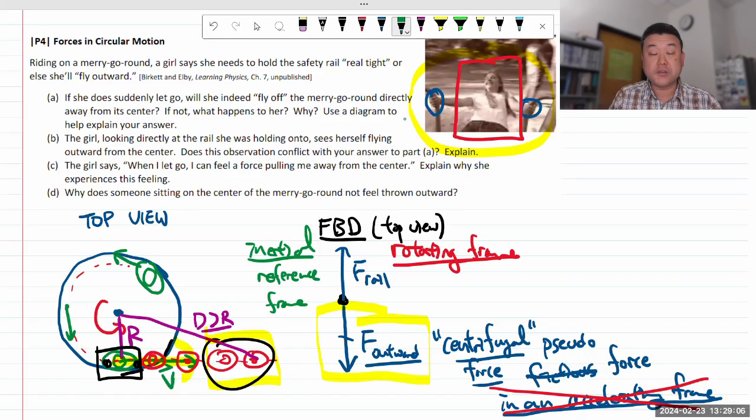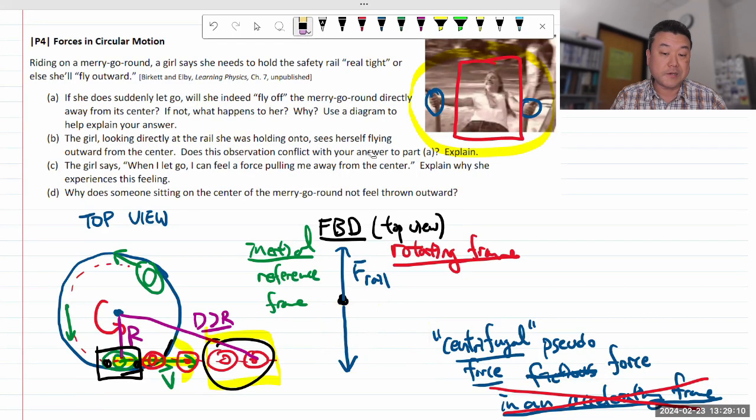What happens in an inertial reference frame is that this outward force simply isn't there. Imagine the girl holding onto the railing. What's pushing her outside? No object is touching her to push her outside. And the only non-contact force there can be is gravity, and gravity is pulling her down, not pushing her outside. So this is the picture, point one.